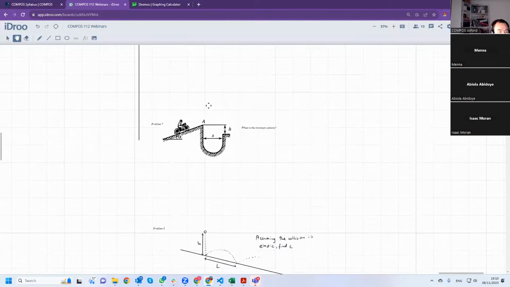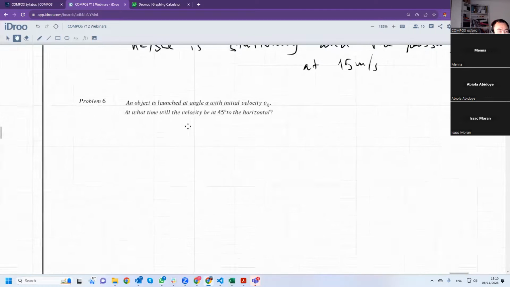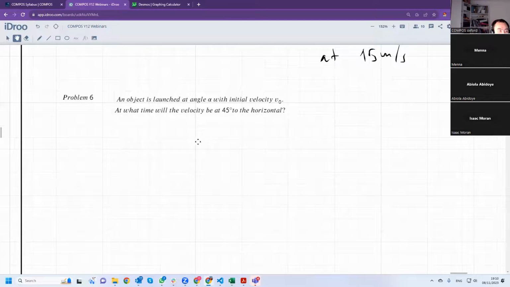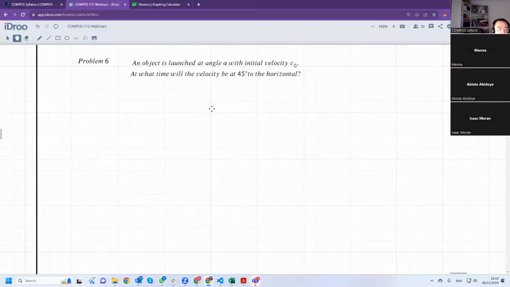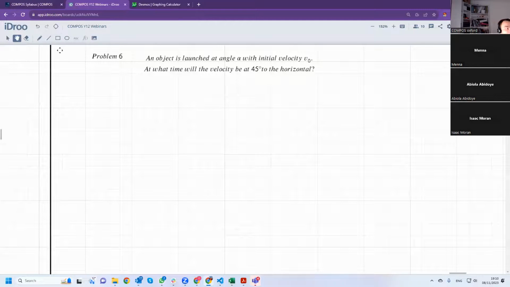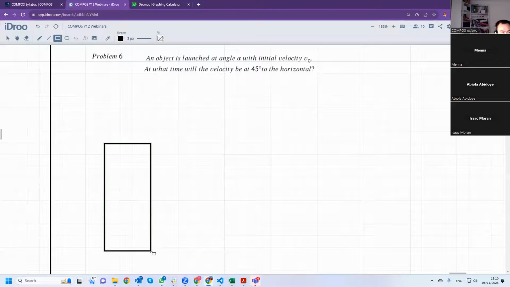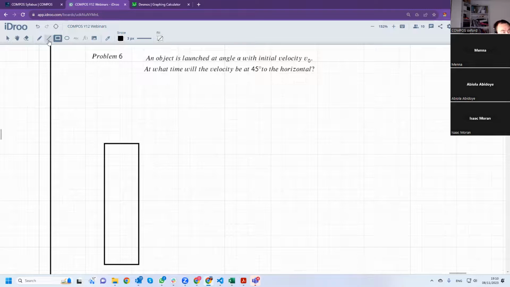Problem 6. An object is launched at an angle alpha with initial velocity v0. At what time is the velocity going to be 45 degrees to the horizontal? So we assume we launch something from a very tall building, so we're not limited. There's no bottom. And we throw something at an angle of alpha. And the thing is, we don't know alpha.